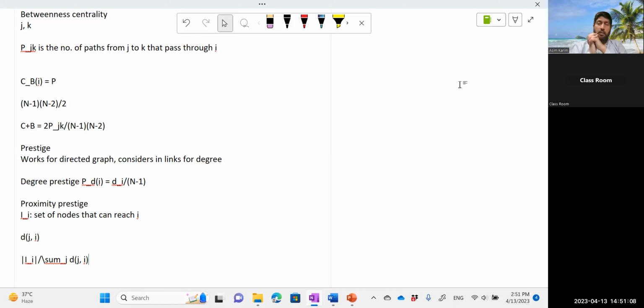The numerator is a fixed number, the set of people that can reach I. This maximally could be n minus 1. If all nodes can reach I, and they reach by one hop, then this ratio would be 1. But if they reach by longer hops, then this ratio would be less than 1.